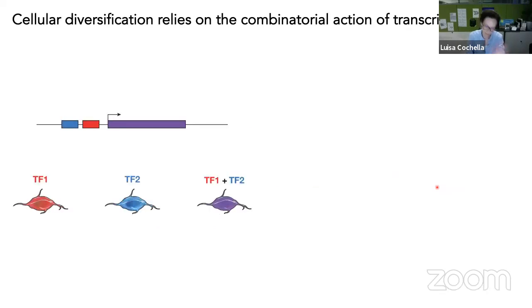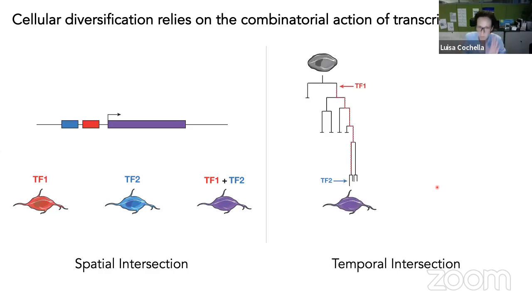What I will tell you, and so what this means is that typically the combinatorial action of transcription factors is determined by the spatial intersection, or in other words, by the co-expression of two transcription factors in the same cell. As I was saying, what I will tell you about today is a case that we found in which two transcription factors, in this case, the red and the blue transcription factor, are required to turn on this purple gene and give these cells particular properties, but these transcription factors are separated over time. They act on the same locus, but at different time points.